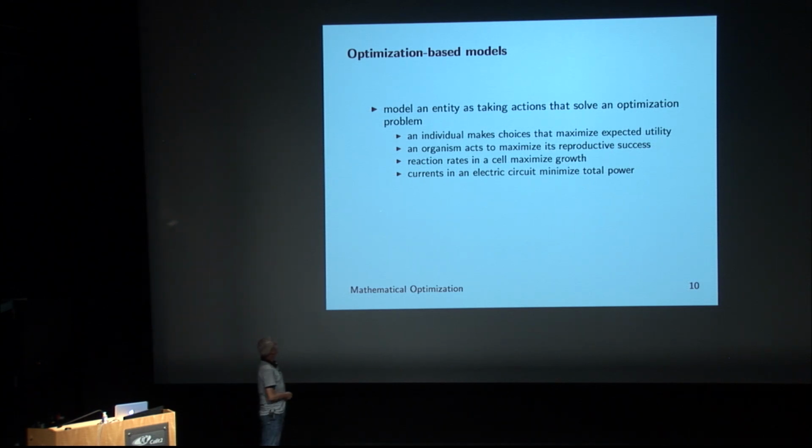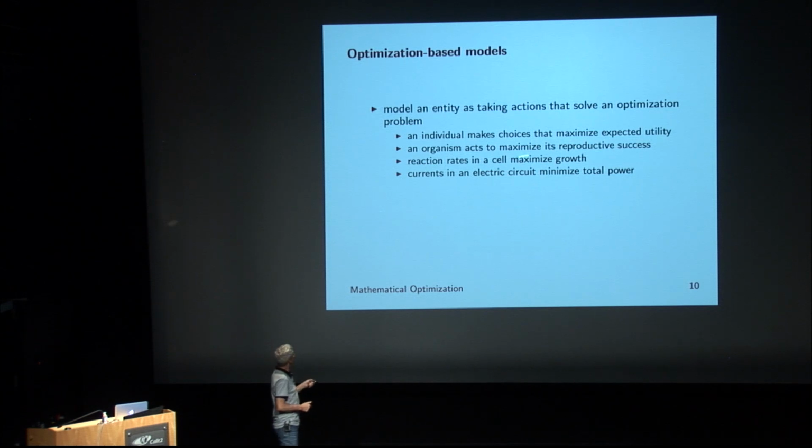In biology now, it's a big deal. You'd say that what an organism is actually doing is maximizing its reproductive success, or the reaction rates in a cell maximize cell growth, right? These are very interesting things. Here's one from the 19th century: currents in an electric circuit minimize total power. That's from Maxwell, okay?